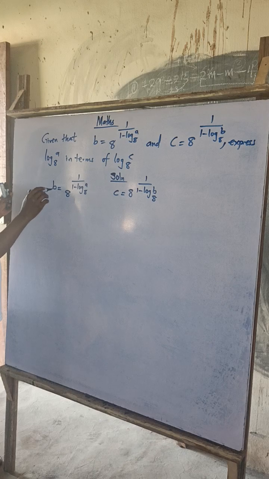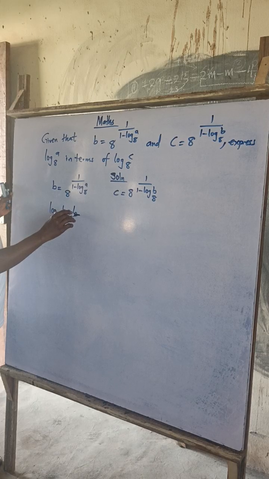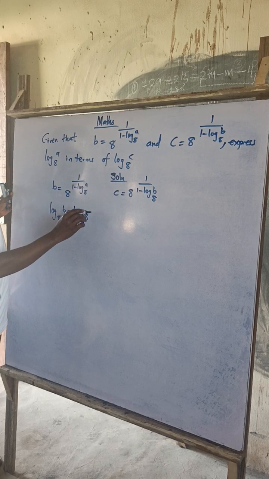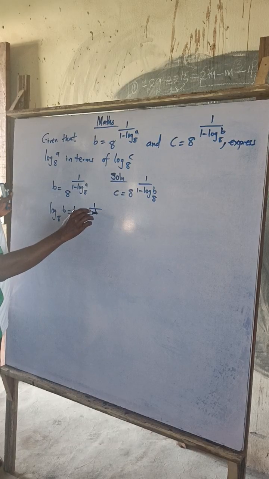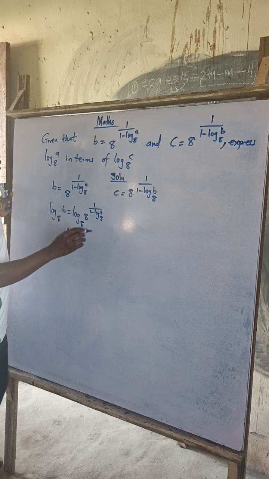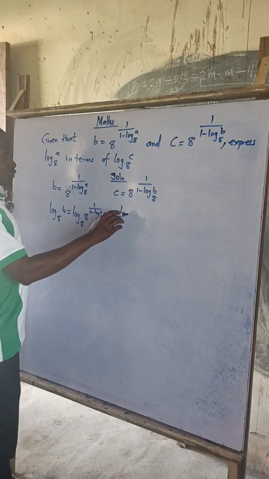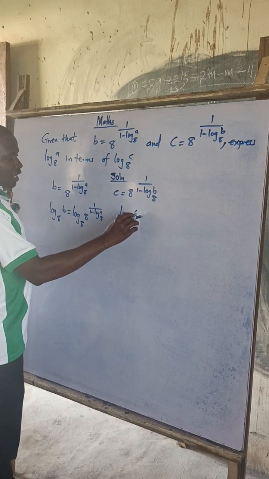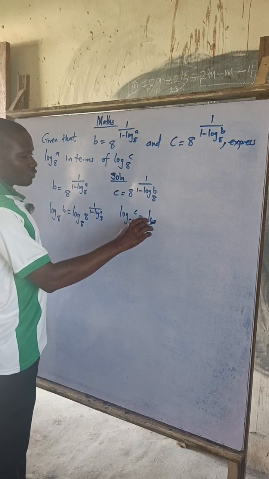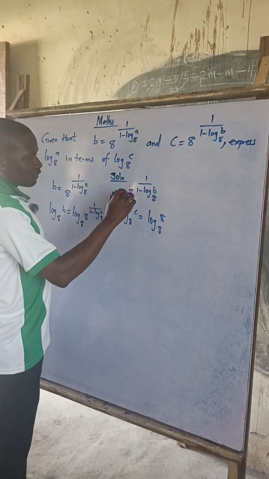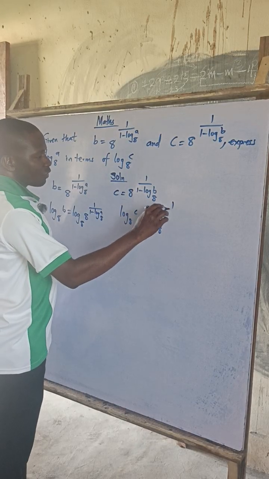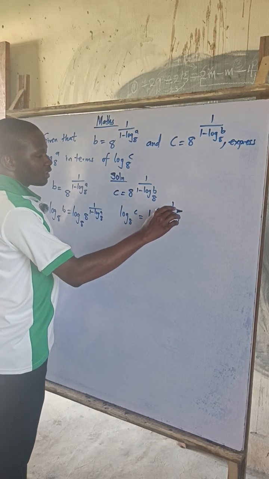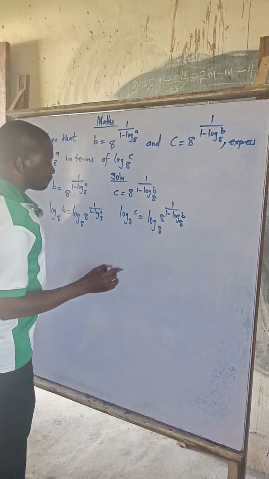Then we take log to base 8 of b, so log to base 8 of b equals log to base 8 of this, that is 8 raised to the power 1 over 1 minus log a to base 8. Here also we take log to base 8 of c, and on the other side too we take log to base 8 of this, that is 8 raised to 1 over 1 minus log b to base 8.